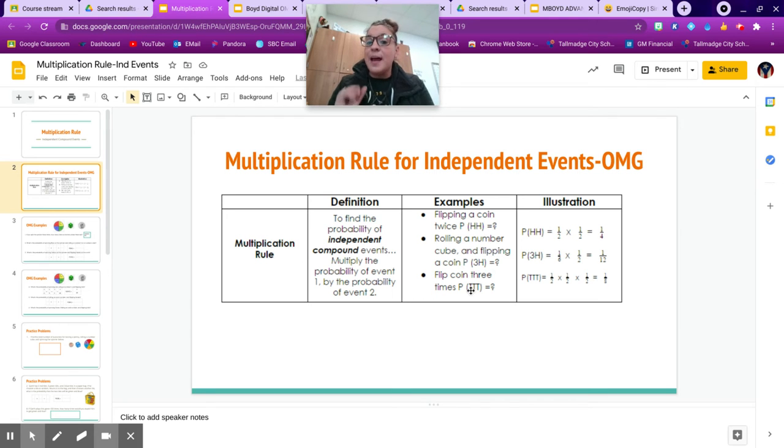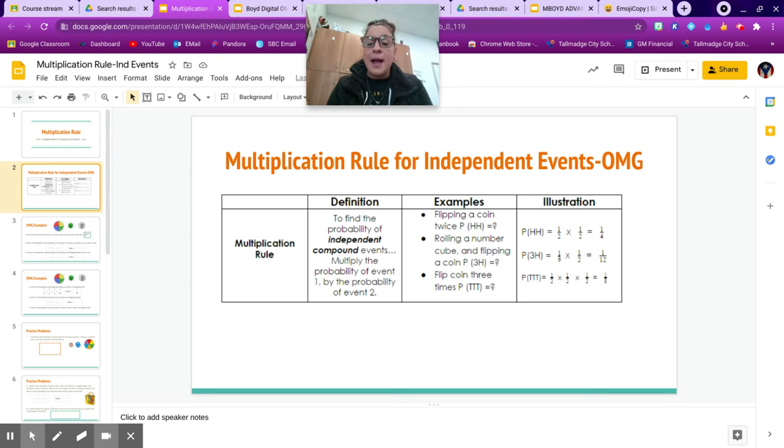What's the probability that I flip a coin 3 times and I get tails, tails, tails? Well, the probability of tails on the first flip is 1/2. The probability of tails on the second flip is 1/2. And the probability of tails on the third flip is also 1/2. So 1/2 times 1/2 times 1/2 is 1/8.